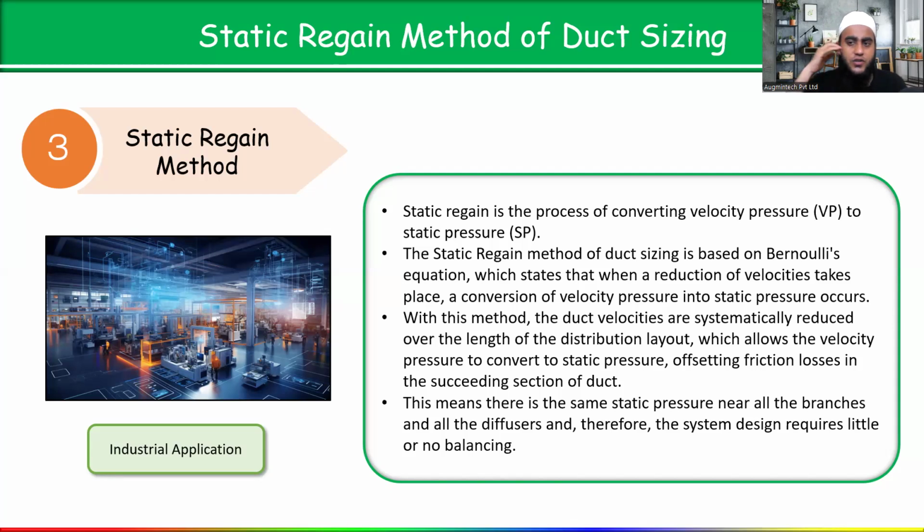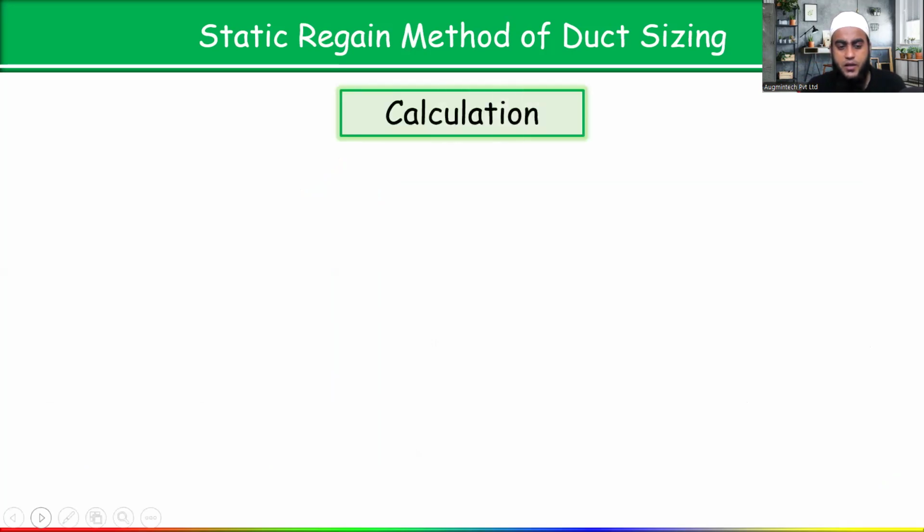routing. So we know that when you are supplying conditioned air through AHU or through FCU, automatically what happens? Gradually the velocity will reduce. Okay, so it is written clearly here. What point is written: when a reduction of velocity takes place, a conversion of velocity pressure into static pressure occurs. So how we can use this static regain method for duct sizing, that I will explain to you. Here is one example, you have to remember some calculation here.